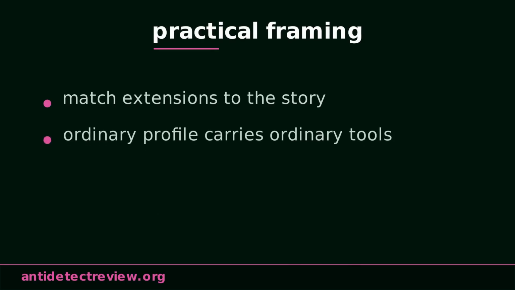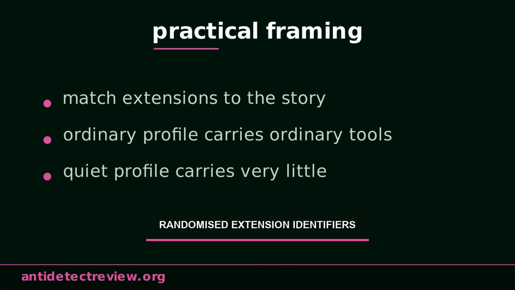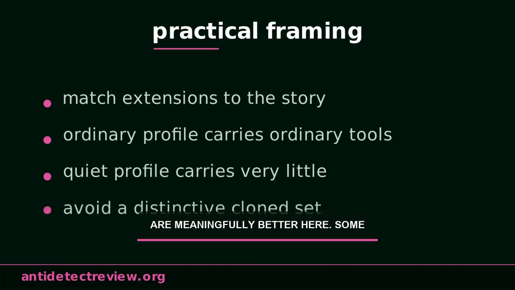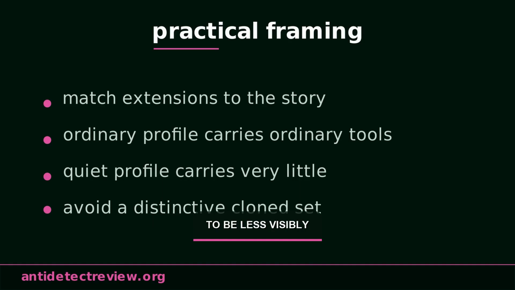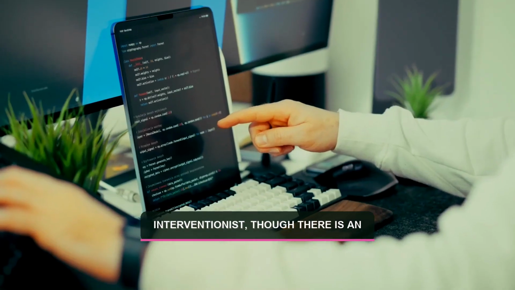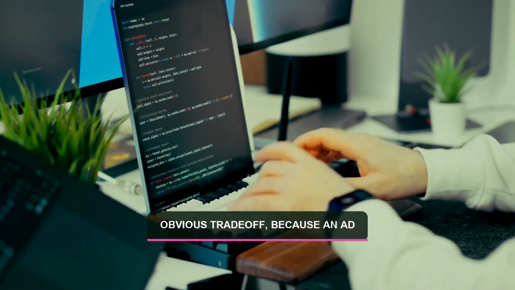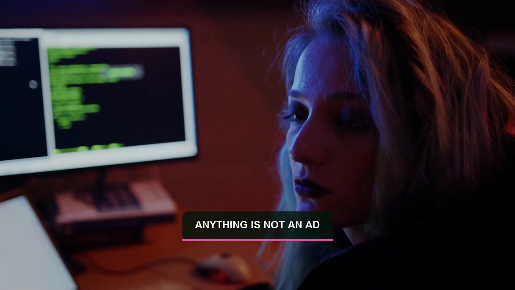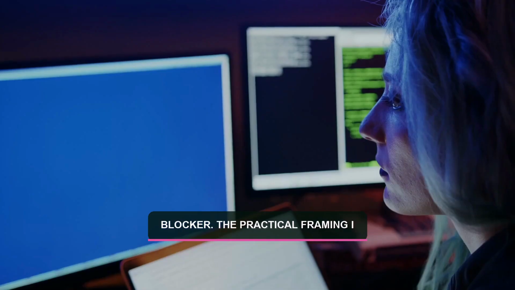Browser-level defenses help with the first mechanism. Randomized extension identifiers break the direct probe, and browsers that support that are meaningfully better here. Some extensions can also be configured to be less visibly interventionist, though there is an obvious trade-off, because an ad blocker that does not block anything is not an ad blocker. The practical framing I would offer is this.